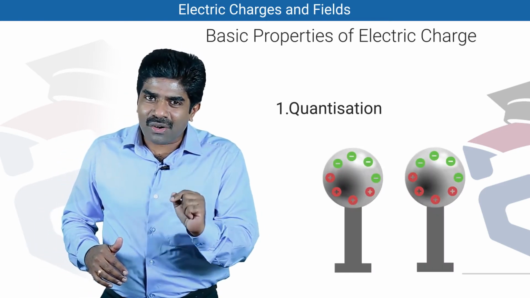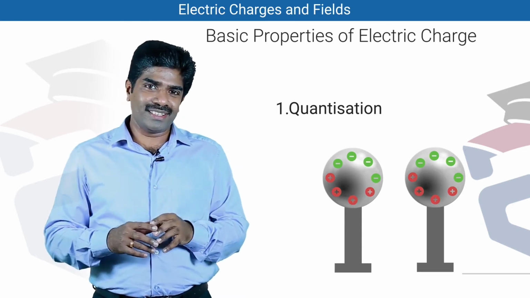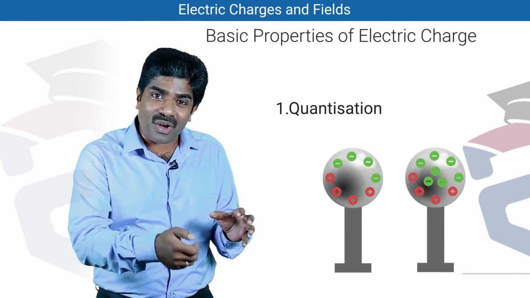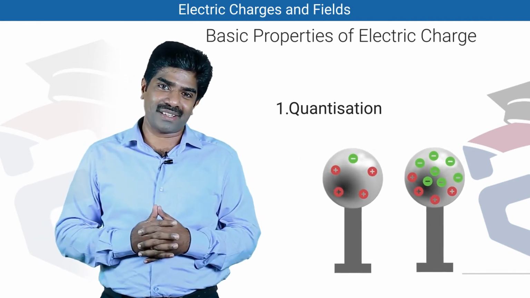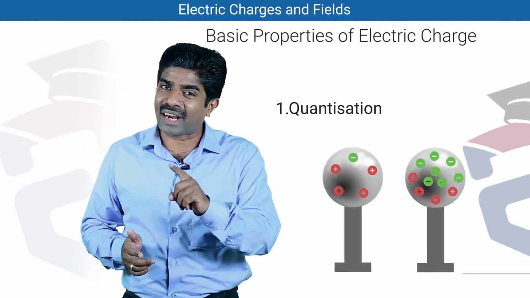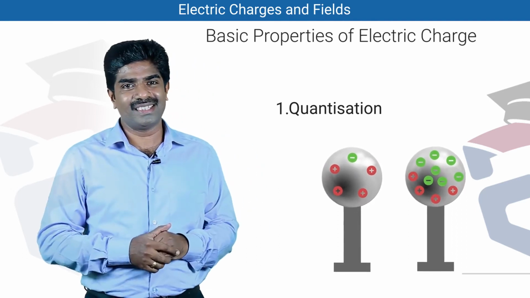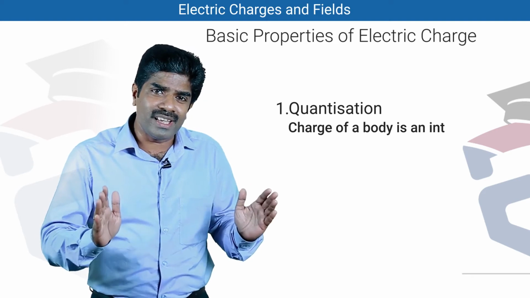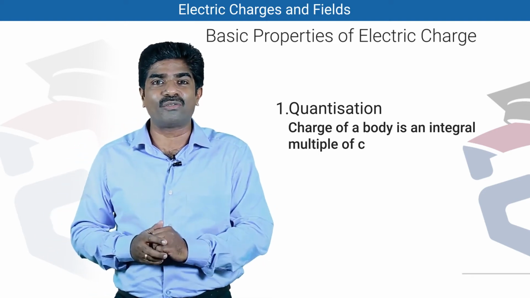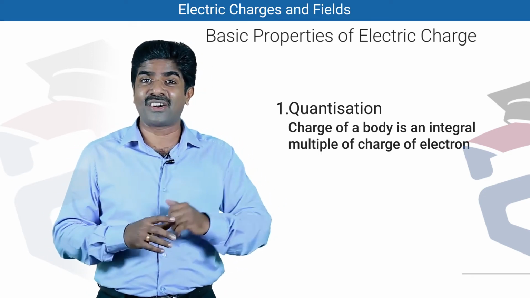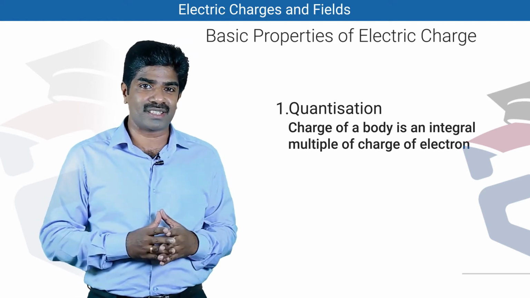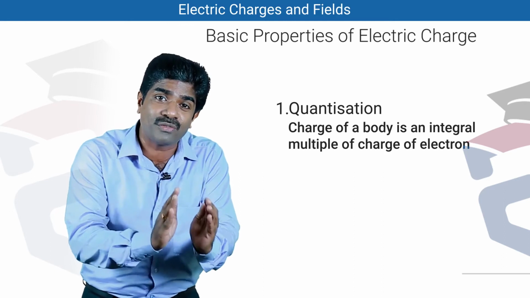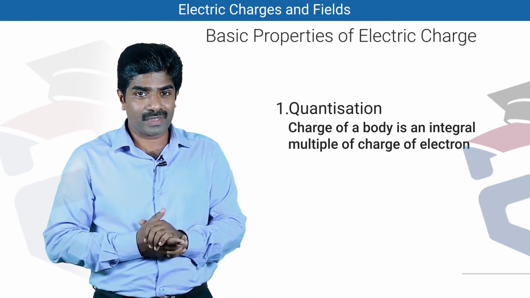Remember, in order to charge a body, we have to either add electrons or remove electrons. Partial removal or addition is not possible. Therefore, charge of a body will always be an integral multiple of charge of an electron. That is what the quantization means. All values are not possible, only discrete specific values are possible.